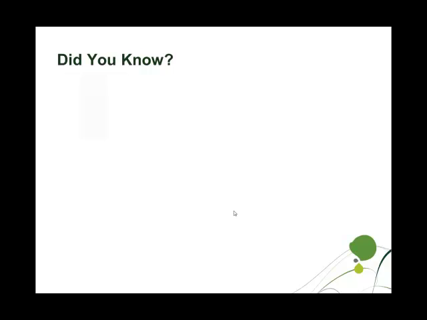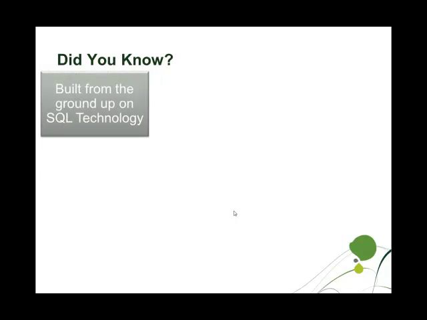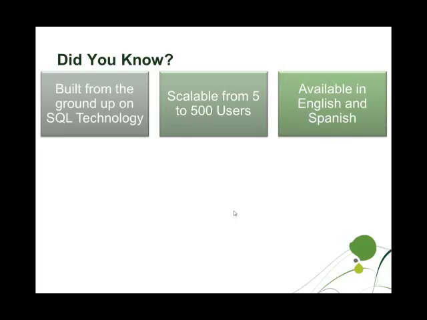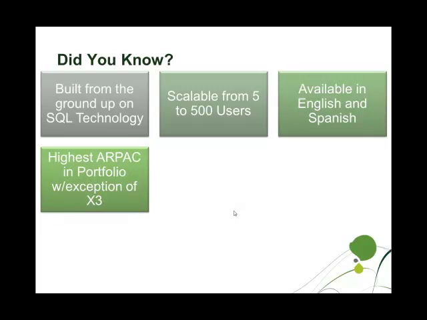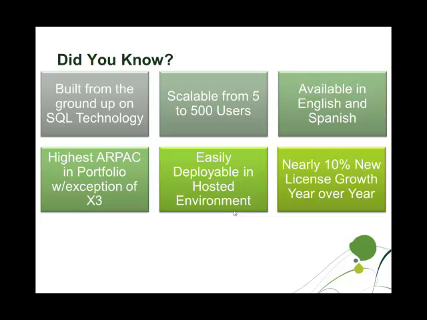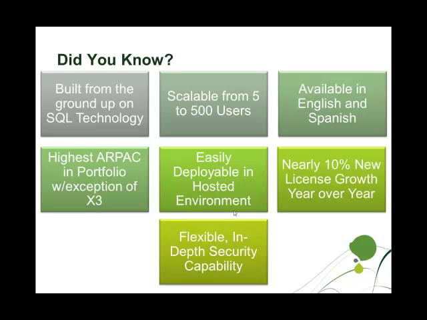Did you know Sage ERP MAS 500 is built from the ground up on SQL technology? Did you know that it is scalable from 5 to 500 users, and that it's available in both English and Spanish? Sage ERP MAS 500 has the highest average revenue per active customer in the ERP portfolio, with the exception of ERP X3. It also is easily deployable in a hosted environment, has seen nearly 10% new license growth year over year, and includes flexible, in-depth security capabilities.